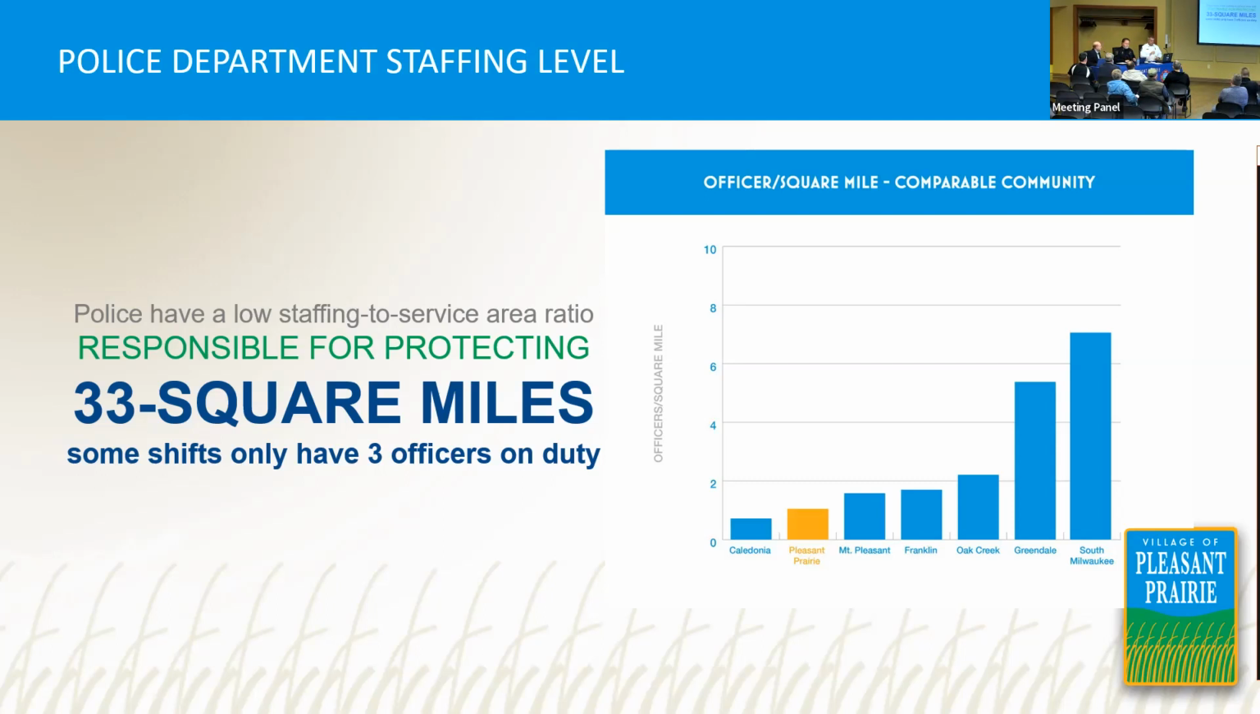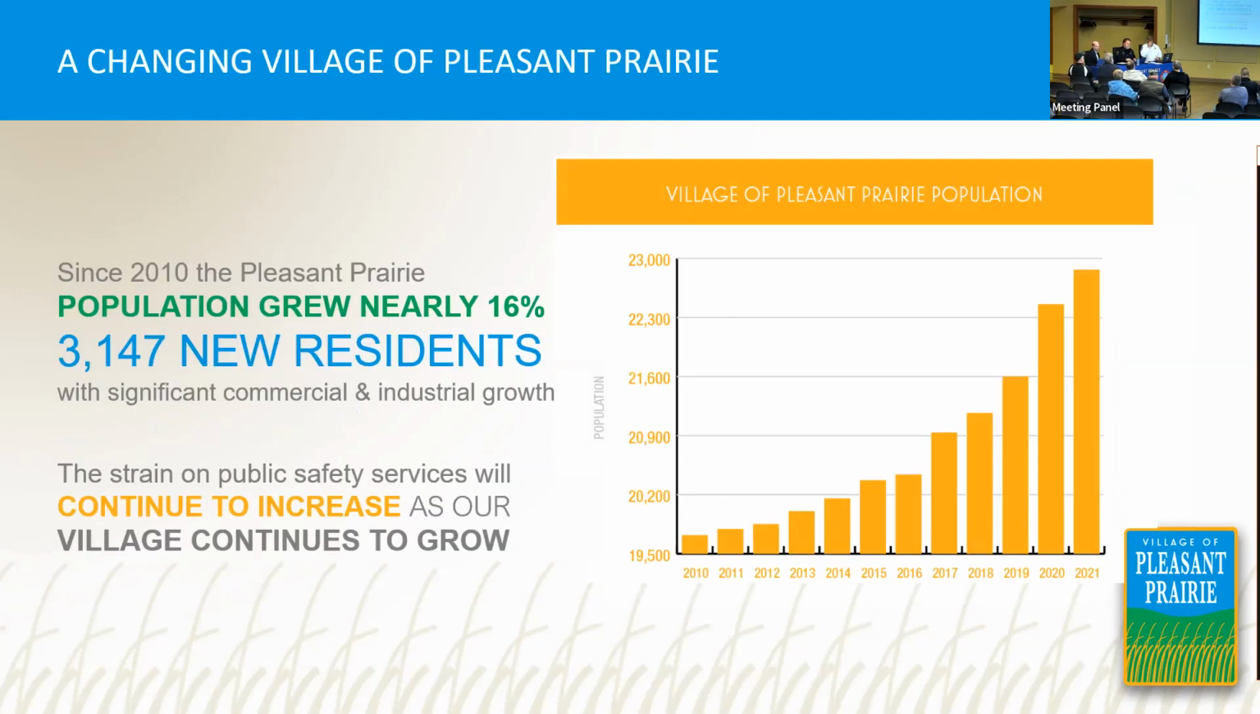Perfect. So if we go to the next slide, we can go through a bit of demographics, and both chiefs feel free to jump in at all. Just to give you history over time, you can see the slide, 2010. Since 2010, we've grown in population by just over 3,000. That's a 16% growth, which has put a strain on public services, and we anticipate that our growth will continue.